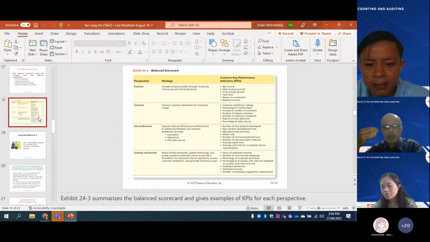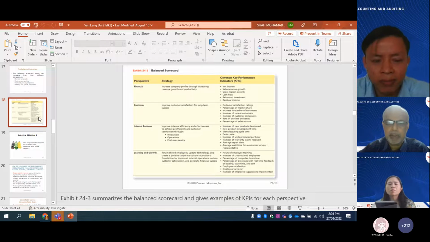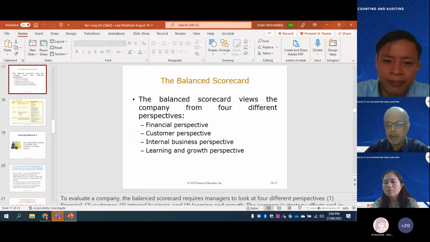What percentage of computer downtime? For how long is our computer system down? How often does this happen? Employee satisfaction. Are they satisfied working in the company? What is the turnover? If the turnover is very high, staff come and staff go, very high, that means they are not satisfied, they are not happy. So these are some of the KPIs we can use in the balanced scorecard.